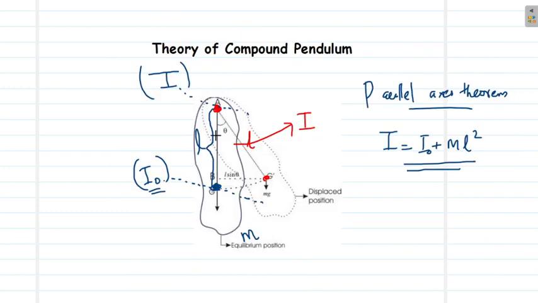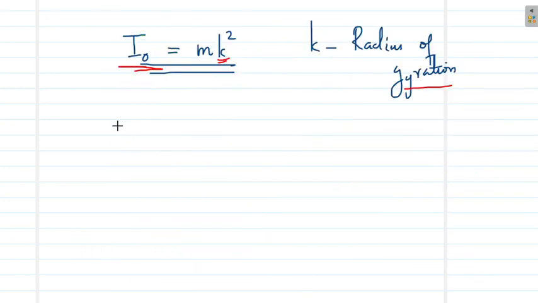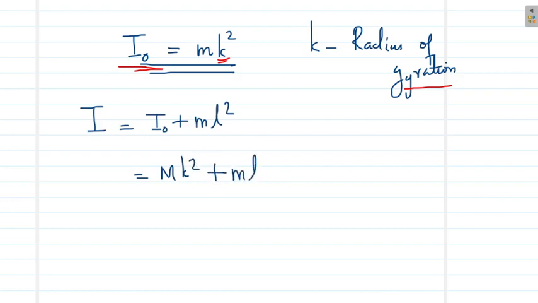So the radius of gyration is that distance at which the whole mass can be concentrated. Suppose this is the distance k, and if it is made to rotate around the center of gravity, that will have the same moment of inertia. So in terms of this radius of gyration, we can easily define the moment of inertia about the center of gravity. So since I0 is equal to mk square, we can rewrite the equation for I, which is I0 plus ml square as mk square plus ml square, which is equal to m into k square plus l square.